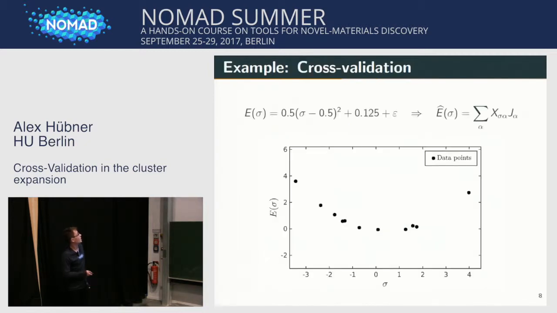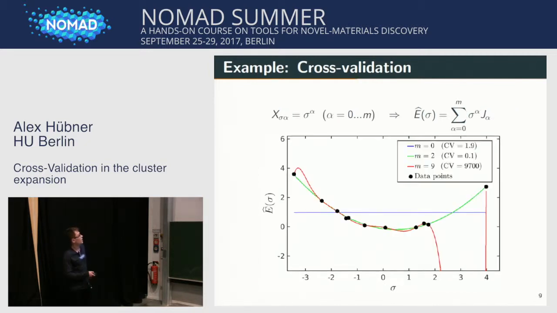To illustrate the meaning of the cross-validation, you can see here a toy model's energy over the configuration, where the energies are generated by a parabola plus a small noise. And now we introduce models to it. Here, a polynomial of 0th, one of second, and one of 9th order.